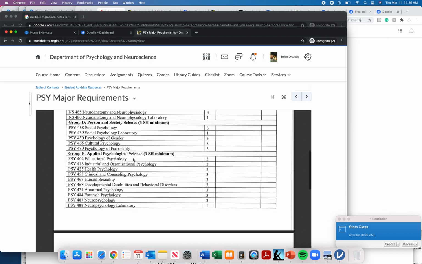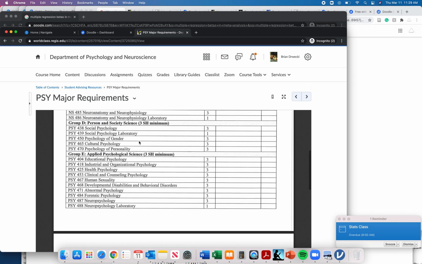Then we have the person and society science category. Essentially, I'm a social psychologist. I teach social psych. I teach the lab. Social psych is about social structures, groups, peer pressure, other people, how they influence us, all this really interesting kind of stuff, persuasion, other things like that. Of course, I love this class. It's a class I teach. The laboratory teaches you how to do social psychological science. That's my goal with my lab, is to get you prepared to be a social psychologist.